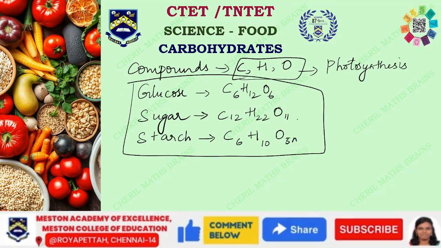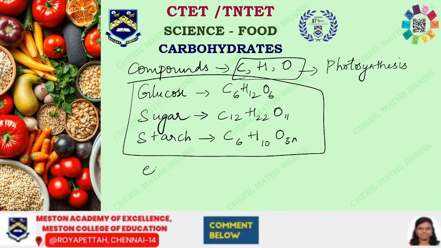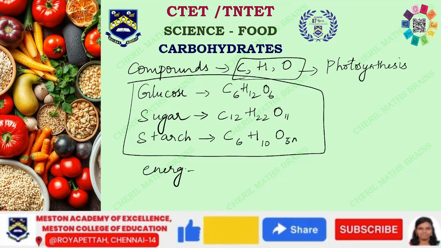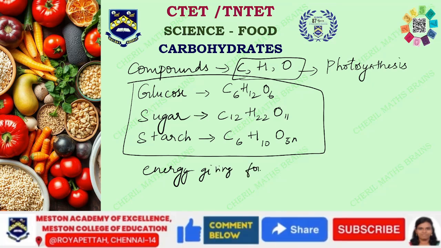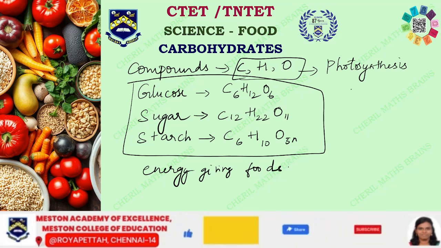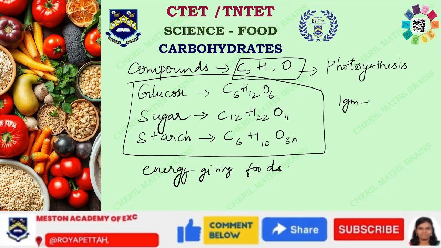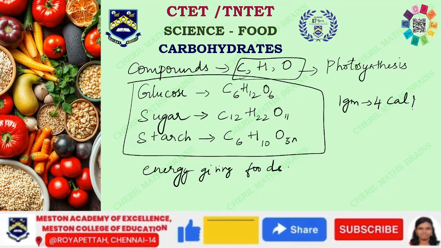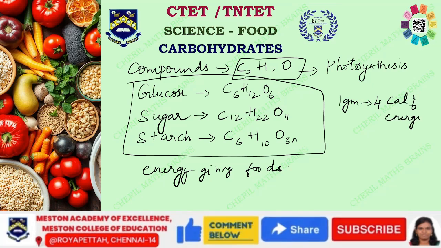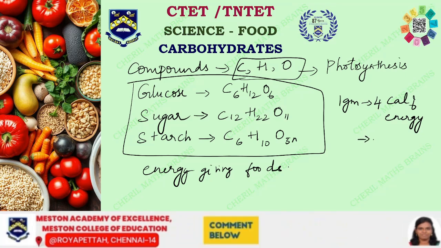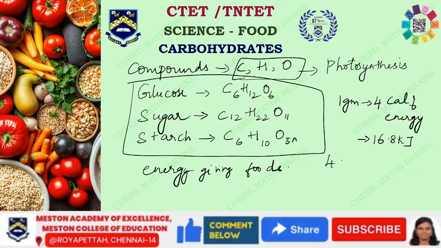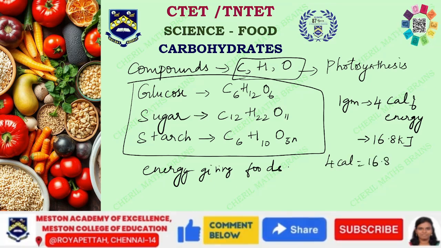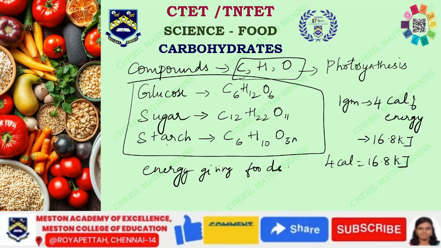So what are these carbohydrates going to do? Carbohydrates are going to give energy. Carbohydrates are said to be energy giving foods. And 1 gram of carbohydrates can give approximately 4 calories of energy. And these 4 calories amount to 16.8 kilojoules. So that's what we are seeing.